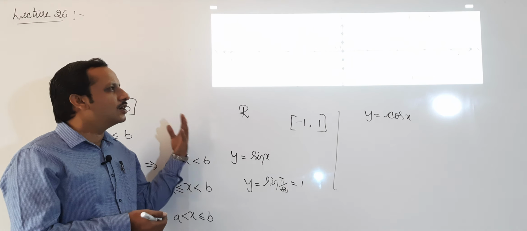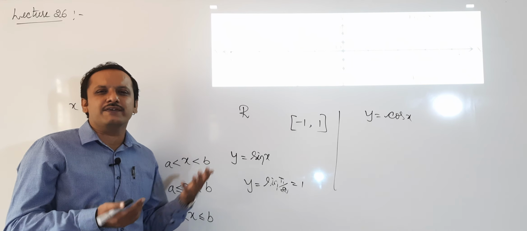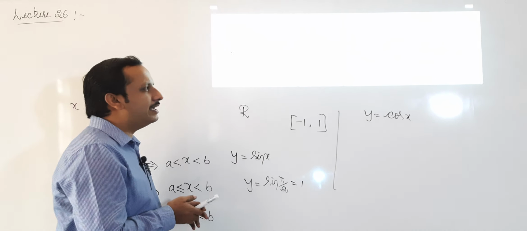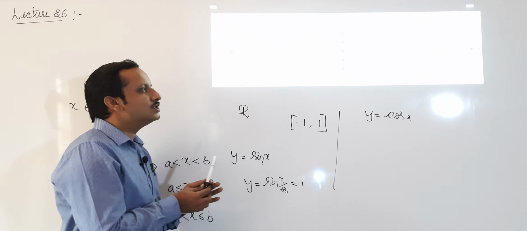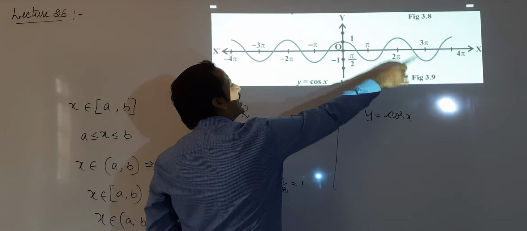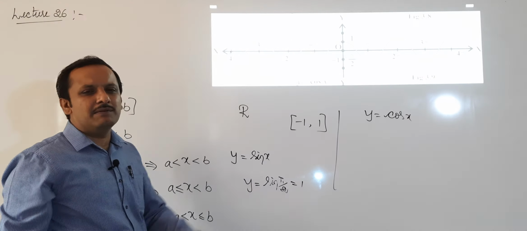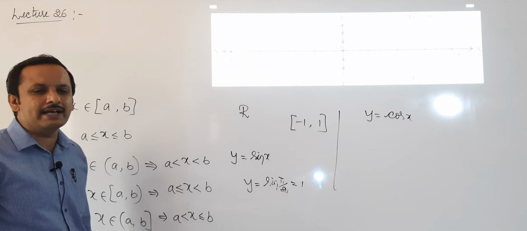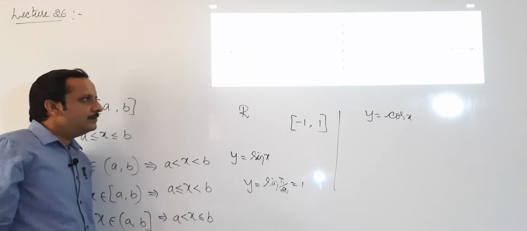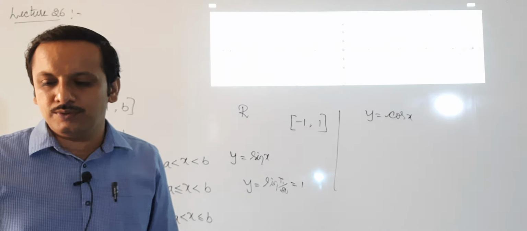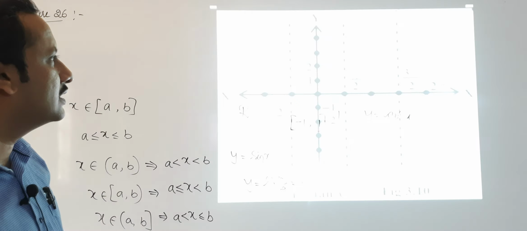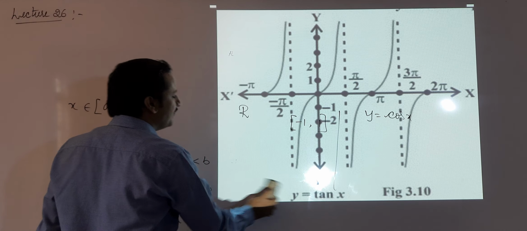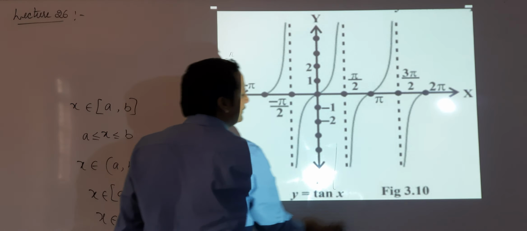We also say that sin x and cos x both are periodic functions with period 2 pi. That means after a length of 2 pi units, the graph repeats. So after 0 to 2 pi, again the graph will repeat. The same graph will be there from 0 to 2 pi, 2 pi to 4 pi, 4 pi to 6 pi, 6 pi to 8 pi, and so on. Okay, now let's go to the next graph, which is the graph of tan x. This is the graph of y is equal to tan x.